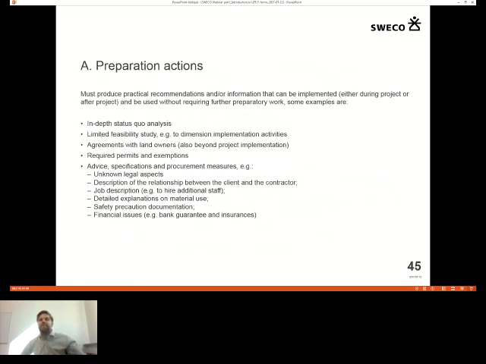Preparation section. These should be quite limited, but there could be actions that you need to carry out before you start doing the work. For example, the technical design should be ready already before the start of the project. Although you could carry out limited feasibility studies to dimension the implementation activities. I've seen this in former proposals, and that has gone through without even a remark from the evaluator.